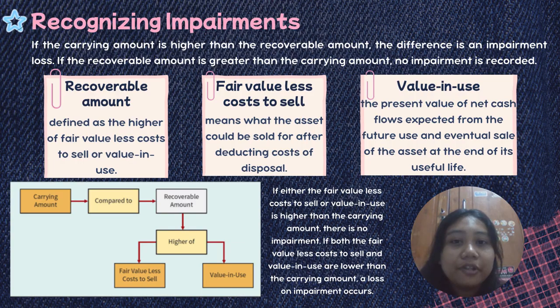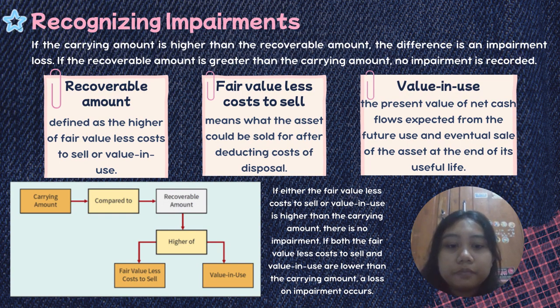recoverable amount, fair value less cost to sell, and value in use. The first one is recoverable amount. This is defined as the higher of fair value less cost to sell or value in use. The second one is fair value less cost to sell, which means what the asset could be sold for after deducting cost of disposal. The last one is value in use: the present value of net cash flows expected from the future use and eventual sale of the asset at the end of its useful life.